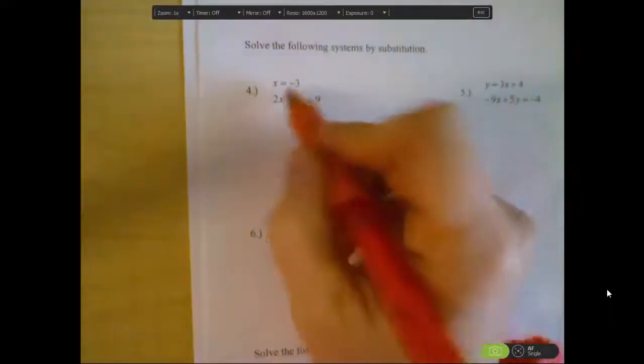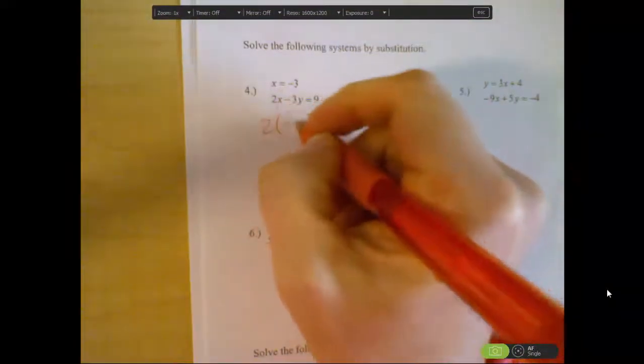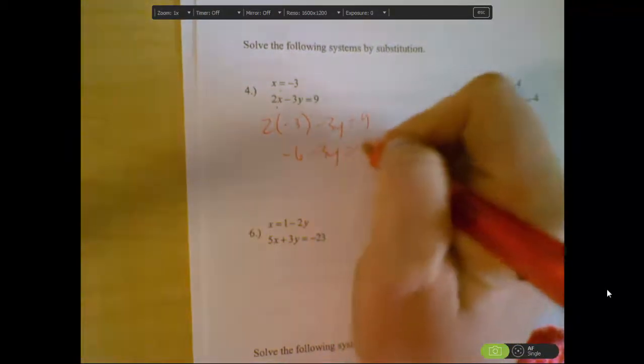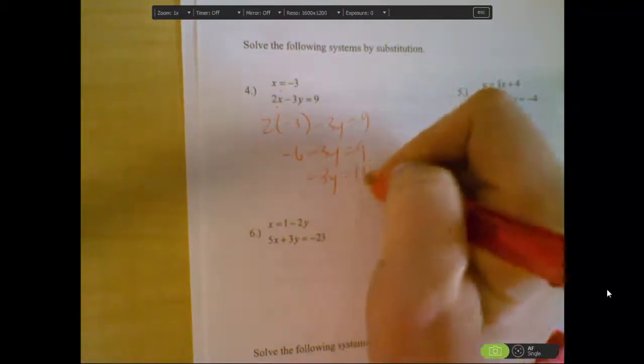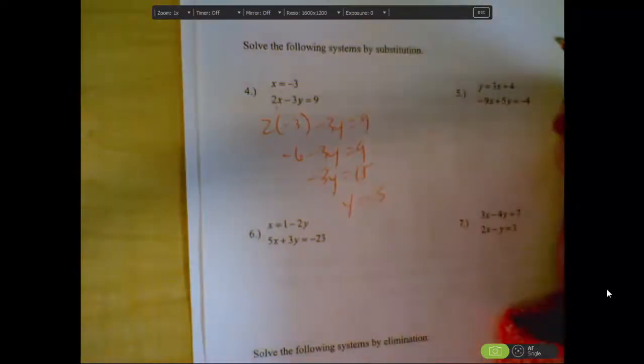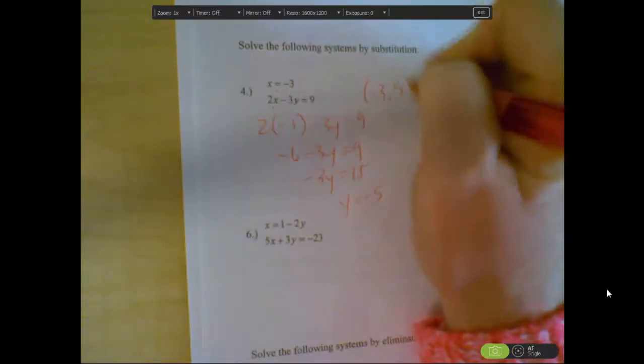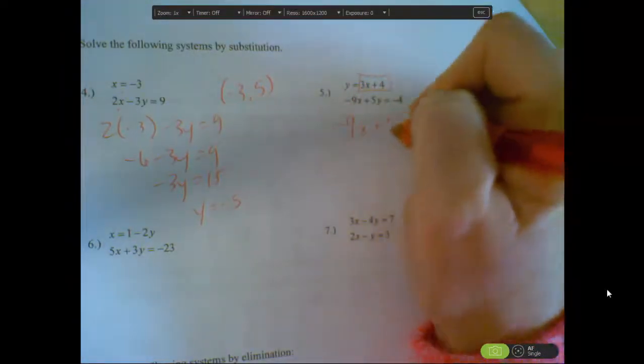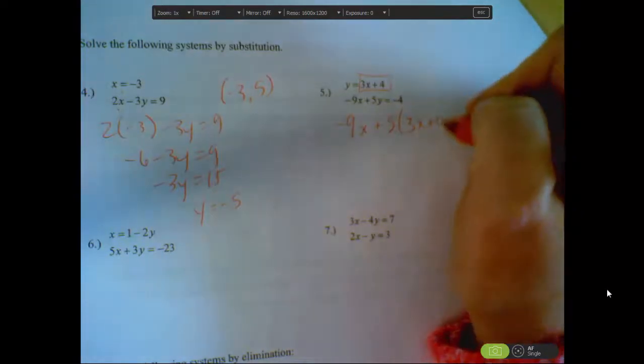Substitution. Take out what it's equal to, basically. X is equal to negative 3. I'm going to take out x and put in negative 3. Negative 6 minus 3y equals 9. Add 6 to both sides. Divide. Y is negative 5. I already know x. They tell it to me. It's negative 3. Here, I know what y is. It equals that. So I'm going to take out y and put in what it equals.